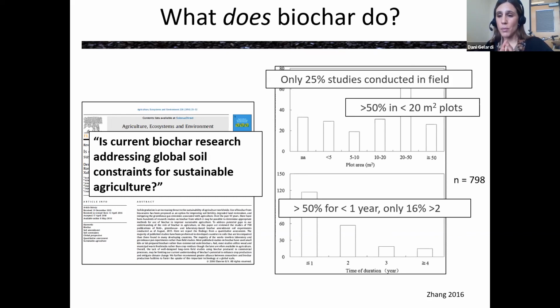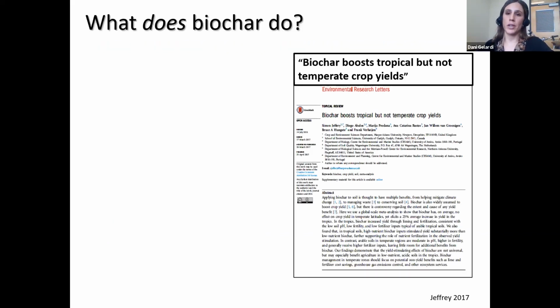And of that very small portion conducted in the field, most of those field trials were for only 1 year and in very, very small plots. So it's really hard to extrapolate to global agriculture based on these tiny short-term laboratory studies or one-season field trials. Another challenge with biochar research is that there are just so many variables. And I know a lot of you folks know that from compost research, where there's so many variables and so many different outcomes that it's hard to make overarching statements.